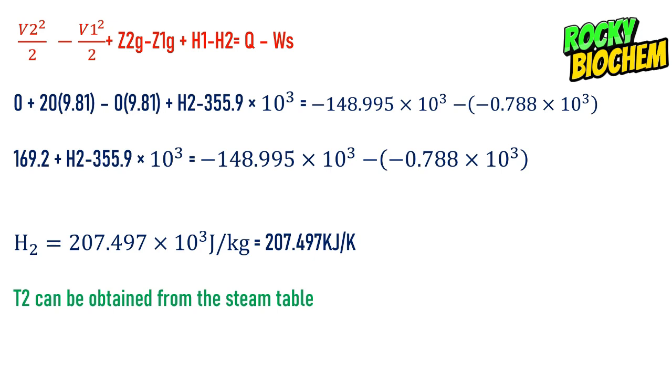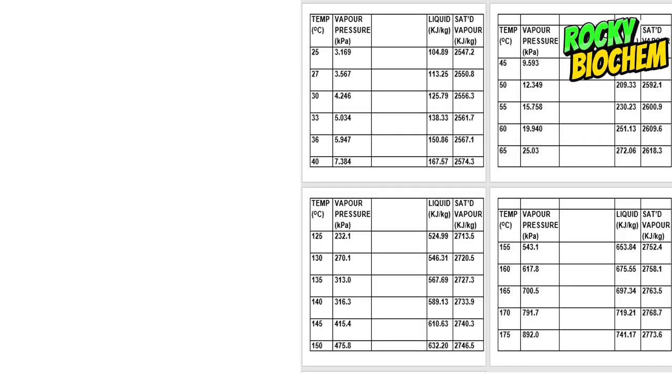So when you pick 207.497 kilojoule per Kelvin to the steam table, let's start looking for where we can find this value from. When we look at the steam table, we can see that there is no 207 indicated on the table. We can't find that particular value from the table. But we can all agree that 207 is closer to 209, and it is also closer to 188 when you consider the table.